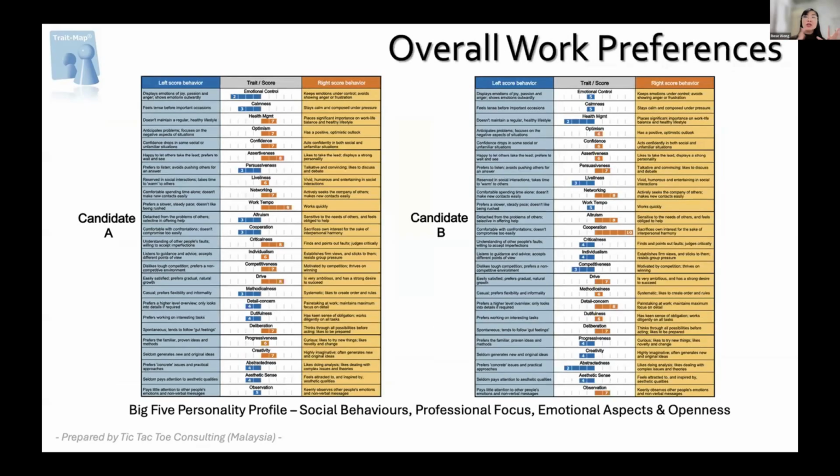Second is work preferences. This report actually comes from the Big 5 concept, as what Gabor shared early in the presentation. So these 25 traits cover social behaviors, professional focus, emotional aspects, and openness. This also gives us enough information for us to gauge who fits better to the role.